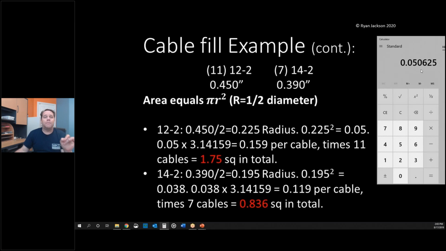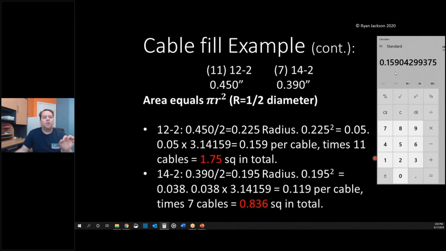We're going to multiply that by pi to get the area. So times 3.14159. I don't know why I chose 5 digits for pi. You could easily just do 3.14, it's just the length of pi that I memorized, and I've always used it. So the area of each cable is 0.159 inches.